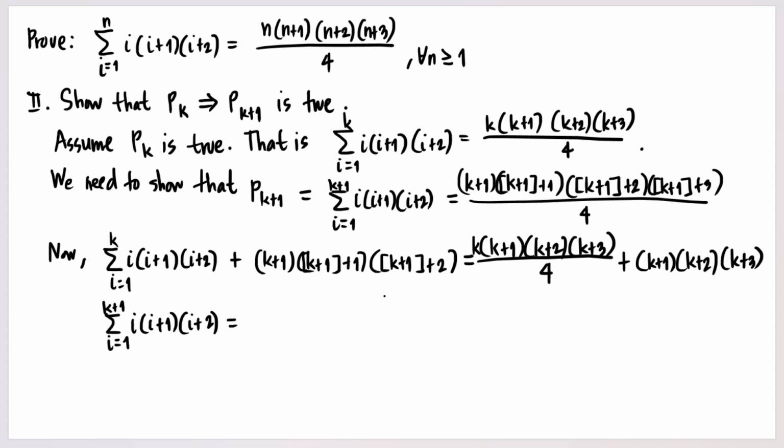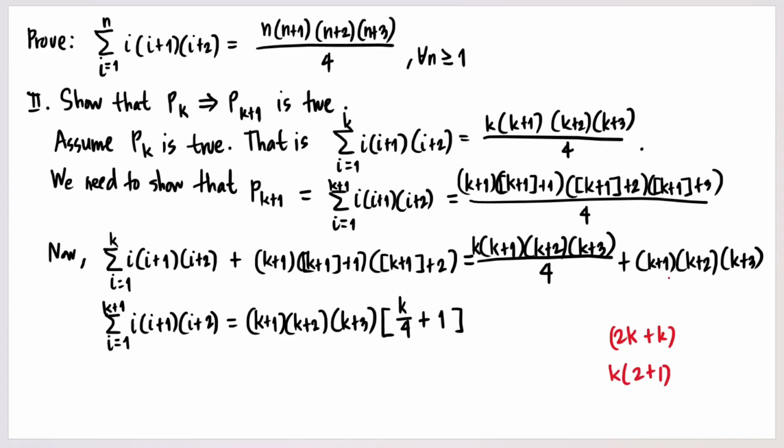Since there are the same terms, k plus 1, k plus 2, and k plus 3, we can factor them out, which would leave k over 4 plus 1. Do you get that from factoring, right? Since it's like 2k plus k, if we wanted to factor k out, that would be 2 plus 1. That's what we did here.